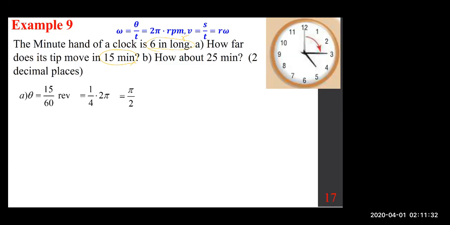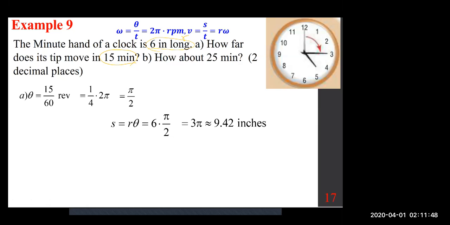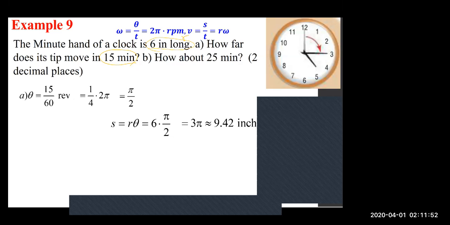S equals R theta. So 6 times pi/2, precisely 3 pi, roughly 9.42 inches. So if you can calculate the second part on your own, let's give everybody a moment. I'm going to pause the recording.